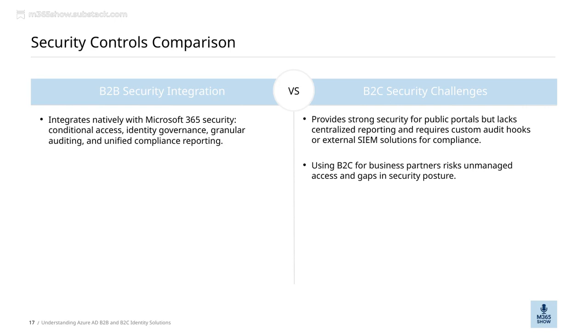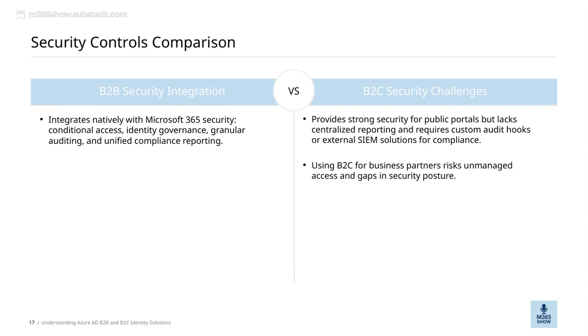Let's take a closer look at the security controls comparison between Azure AD B2B and B2C first. When it comes to public portals, Azure AD B2C provides strong security measures. It's designed to protect these access points effectively. However, one limitation is that it doesn't offer centralized reporting out of the box. To achieve compliance, organizations often need to set up custom audit hooks or integrate external SIEM solutions.